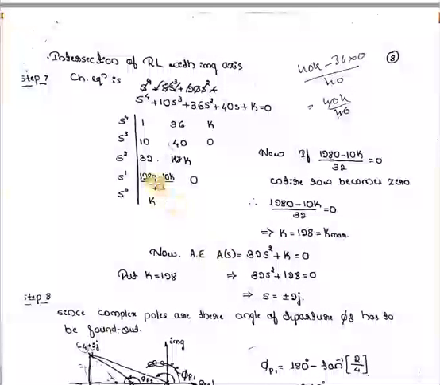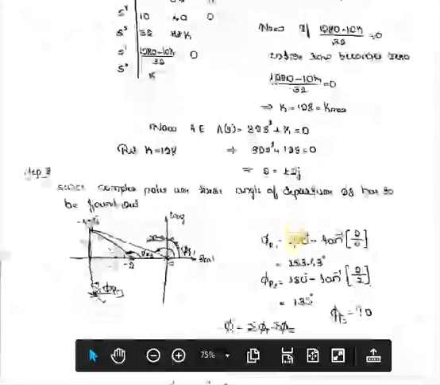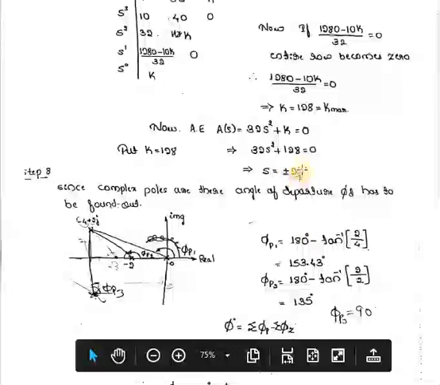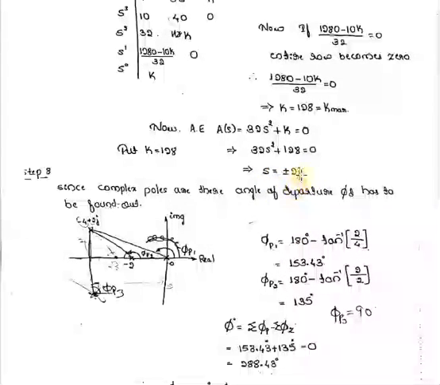To write the auxiliary equation, you consider the immediate next row, that is the s^2 row. So it is 32s^2 plus k equal to 0. Substitute the marginal k value of 128, and you will get s as plus or minus 2j. So this is the intersection of the root locus with the imaginary axis.